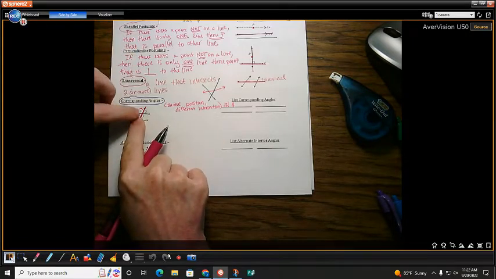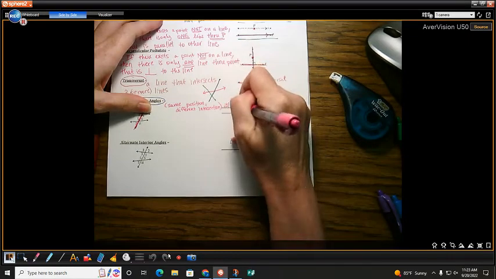So you look at that corner, and you think, well, it's kind of in the top left corner of that intersection, isn't it? So you look at the other intersection. Which one's in the top left there? 5. So angle 1 and angle 5 would be corresponding.